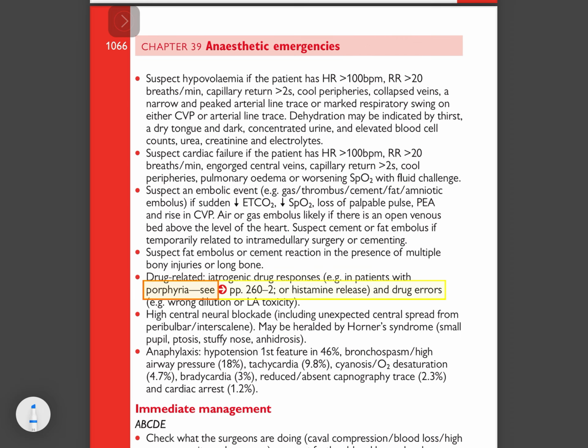Drug-related: iatrogenic drug responses, e.g., in patients with porphyria, see pages 260-2, or histamine release and drug errors, e.g., wrong dilution or LA toxicity, high central neural blockade including unexpected central spread from peribulbar or interscalene block. May be heralded by Horner's syndrome, small pupil, ptosis, stuffy nose, anhidrosis. Anaphylaxis: hypotension first feature in 46%, bronchospasm, high airway pressure 18%, tachycardia 9.8%, cyanosis, O2 desaturation 4.7%, bradycardia 3%.